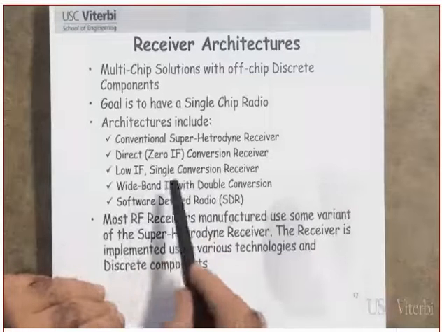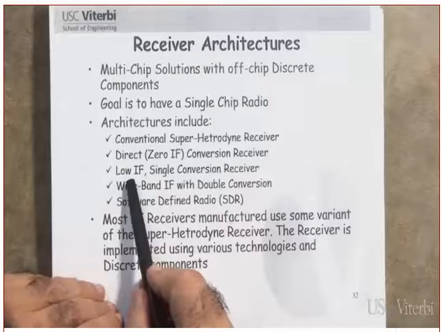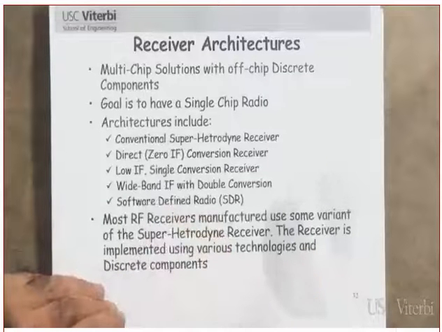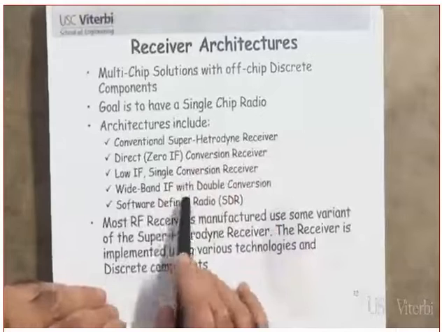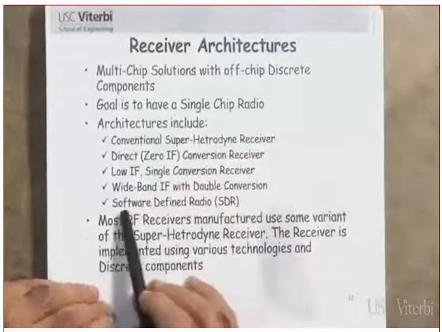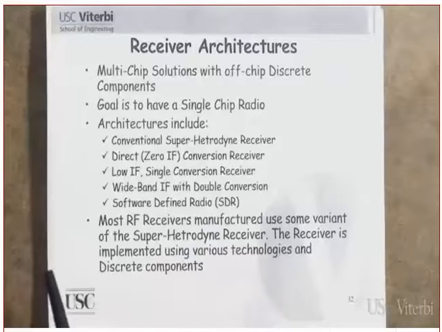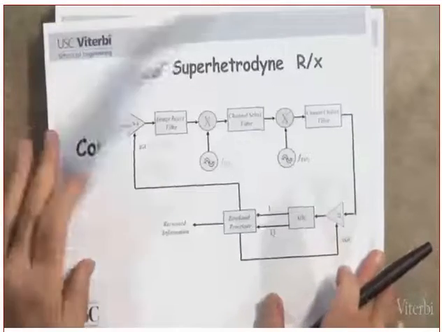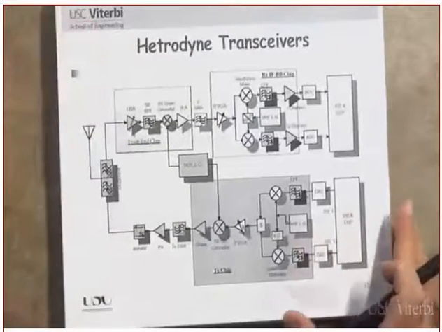A low IF single conversion receiver. Low IF means you still use IF, but the IF is very close to the baseband. Now you might say, well, how is that different than this one? We'll get to all of these issues in a minute. Clear? Okay, we will also look at some wideband IF with double conversion. I'll also give you an overview of software-defined radios and so on and so forth. Clear? Okay. Let's start first of all with the superheterodyne receiver, the heterodyne receiver.